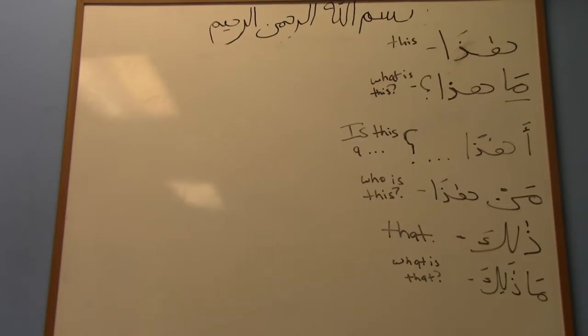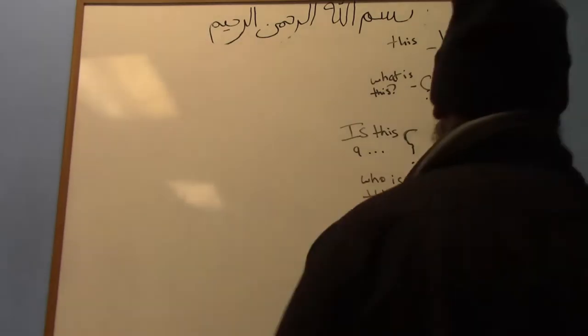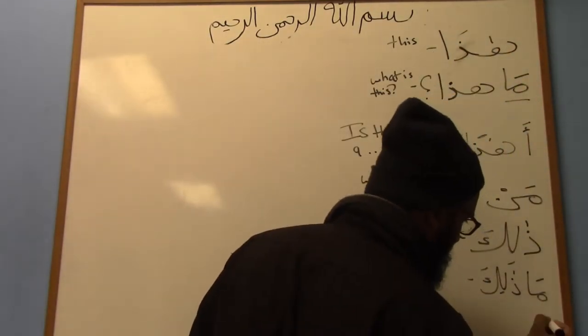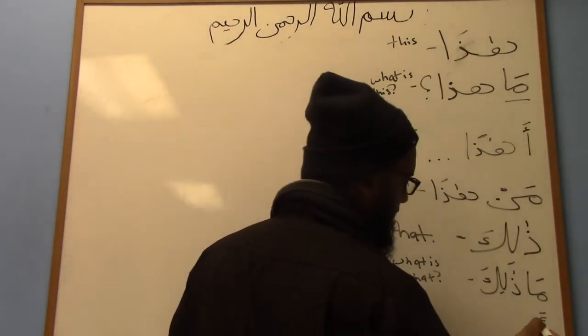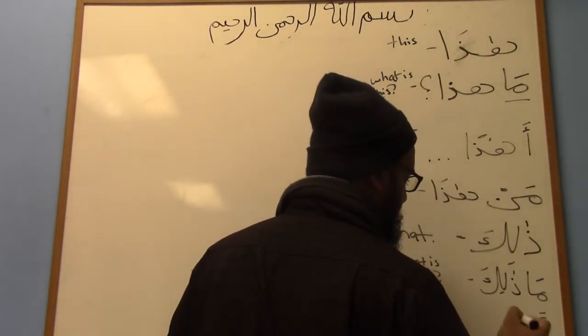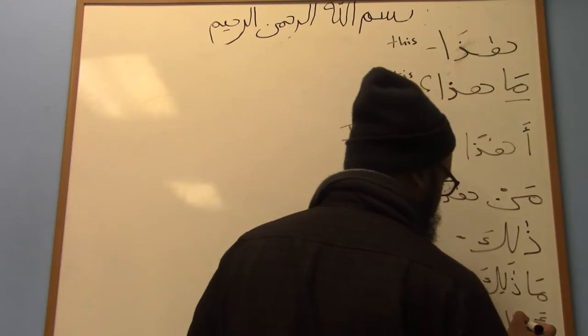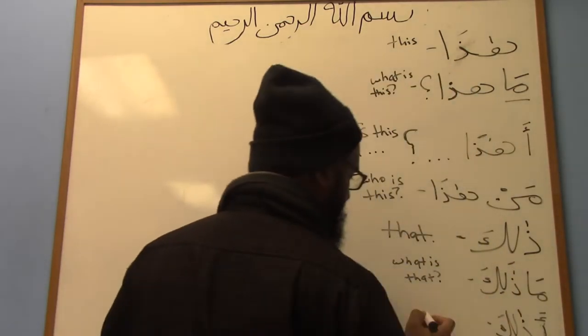هَذَا مَسْجِدٌ, this is a masjid. وَذَلِكَ بَيْتٌ, and that is a home. هَذَا حِصَانٌ, this is a horse. وَذَلِكَ حِمَارٌ, and that is a donkey. Now we have أَذَلِكَ, likewise with أَهَذَا. أَ means, is this, a question being asked, okay? So أَذَلِكَ means what?